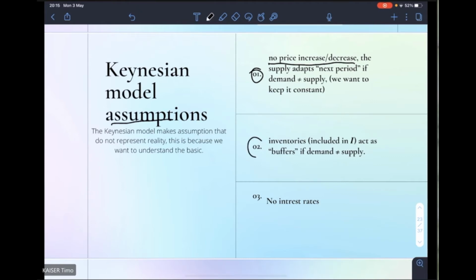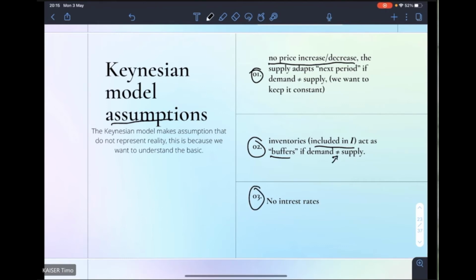The next assumption that we are making is that inventories that are included in investments act as a buffer. So again, just to keep demand equal to supply, so just to keep this constant, that we can always buffer if they're unequal. This should never happen. And that's why we have this assumption.